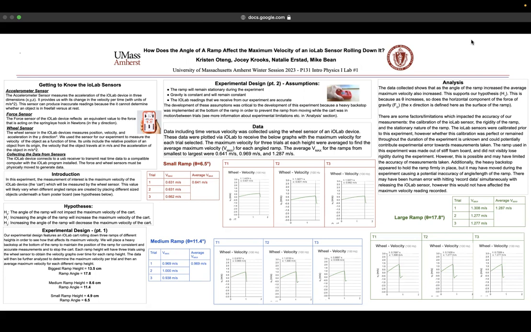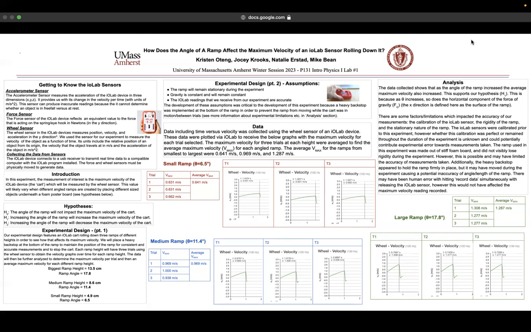So first we got to know the IOLAB sensors before starting our experiment. The first one up was the accelerometer sensor, which measures the acceleration of the IOLAB device in the X, Y, and Z directions. It provides us with the change in velocity per time with units of meters per second squared, as is typical with any acceleration. And this can be a slightly problematic sensor because it cannot determine whether or not an object is in free fall versus at rest, which causes it to give inaccurate readings at times.